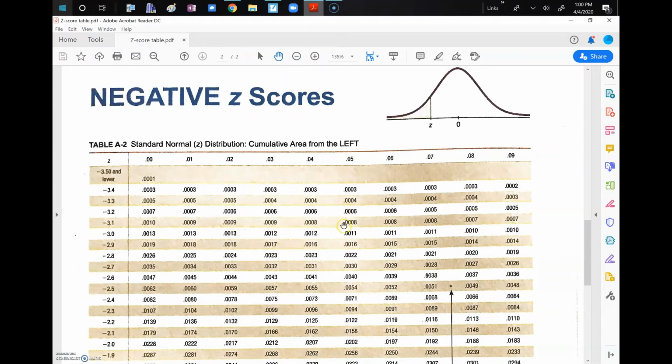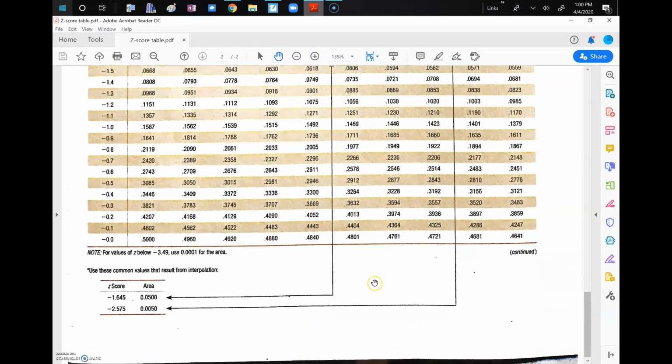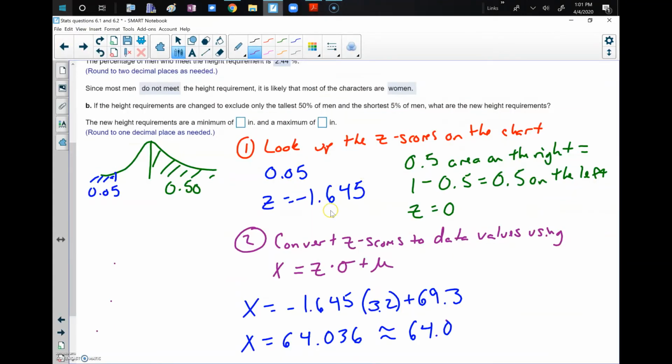You could look for the area inside, but if you scroll all the way to the bottom of the chart, there's actually a little handy reference here. So 5% and 0.05% are meaningful data values in statistics, so that's why it's already here in the chart for us. So negative 1.645 would represent the z-score for 5%, which I have shown here.